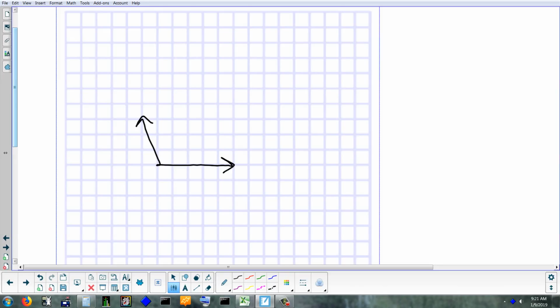Sounds good. How would I make the triangle? Like, what would I have to do? Yeah, just connect the side that's missing. All right? Sounds good. Now I've got a triangle.